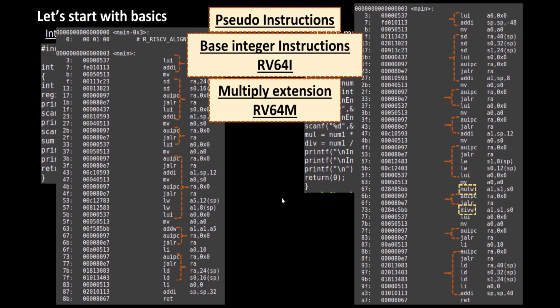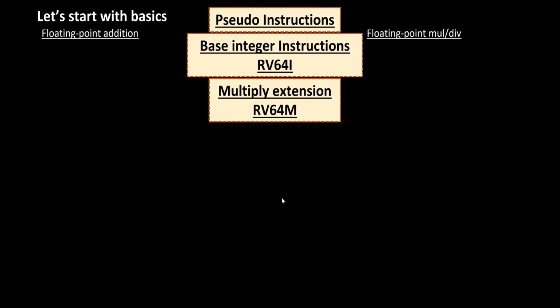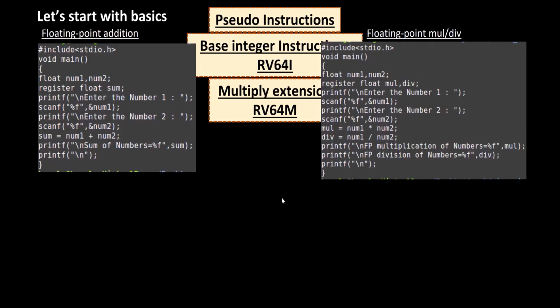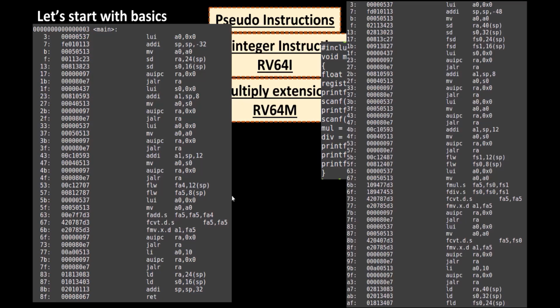Next, if you look at the floating point addition and floating point multiplication and division C program, this is how it will look, and the output of the compiler for these C programs will look something like this. Now there are some new instructions present over here. Specifically, look at the instructions which are appended by a keyword called F.